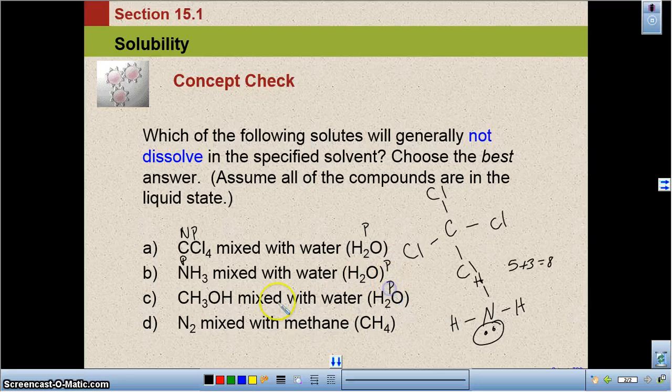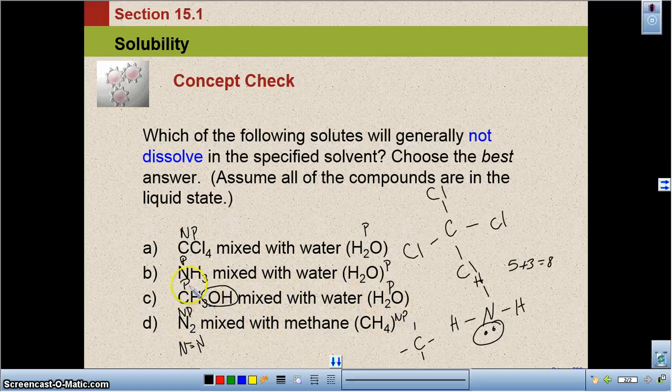Here we have polar again. This automatically we know is polar. It's an alcohol. It has an OH on it, so it's going to show polarity. It's probably going to mix with the water. We look at CH4. CH4 is set up like CCl4, where we have a carbon as a central atom with 4 hydrogens coming off of it. So this tends to be nonpolar. And N2 is, of course, diatomic, and it's going to be bonded together with another N, and it's nonpolar. So remember that like dissolves like. So this one should mix.